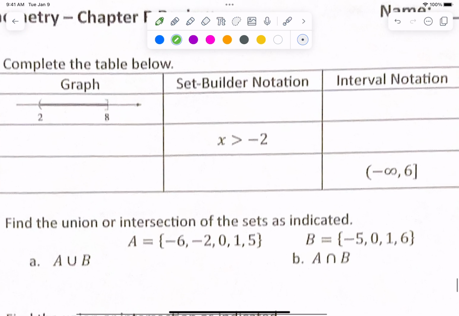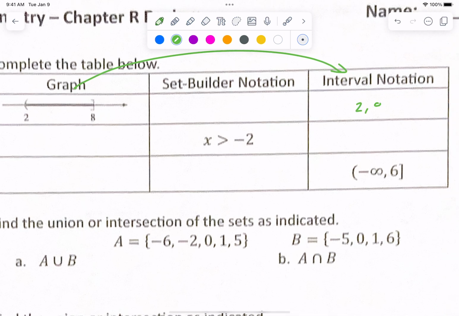Let's fill it in. How many did I miss? Graph. Let's go to interval notation real quick. Let's do that one first. Okay. 2, 8 and paren, bracket. That's what it looks like. This is like an open circle. This is like a closed circle.